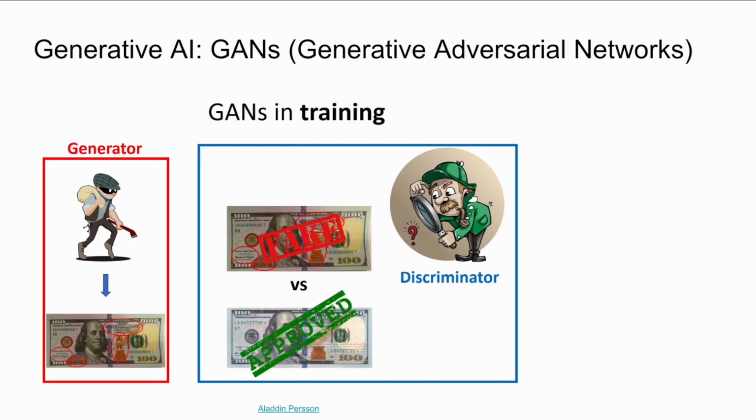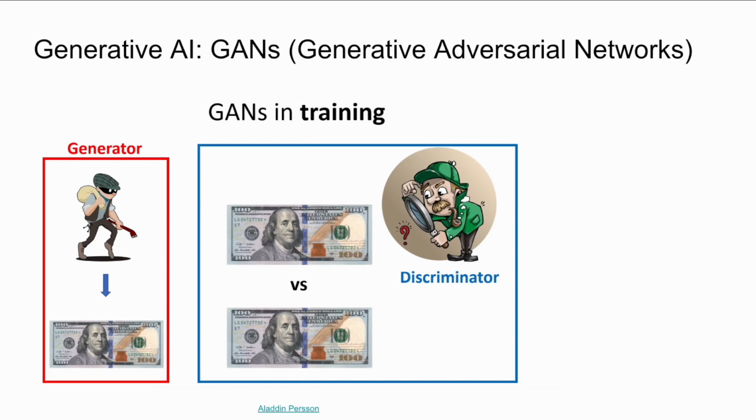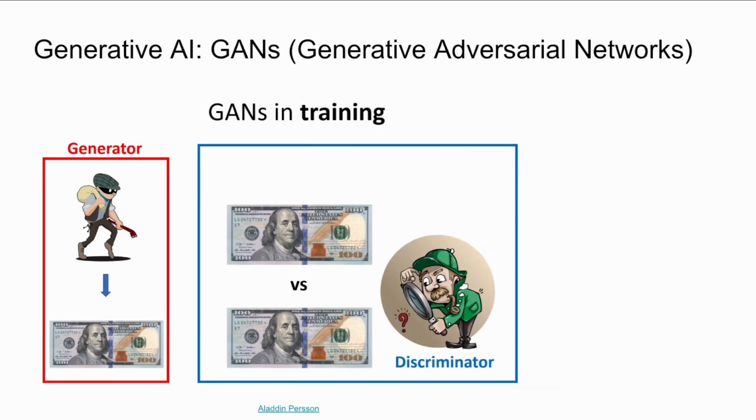As training goes on even further, the generator might output something that looks like this. So the discriminator might go something like this, and then output that the bottom one is fake, which is actually the real $100 bill. So in this case, the generator was actually able to fool the discriminator.